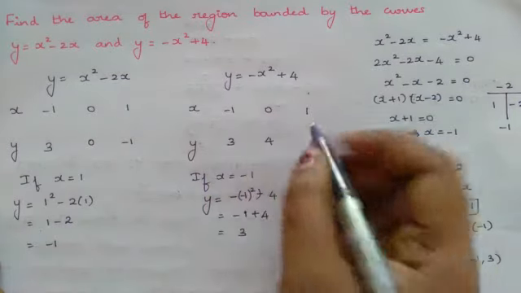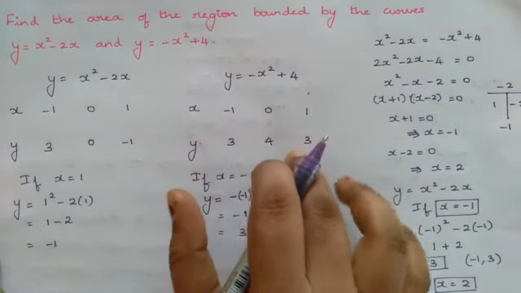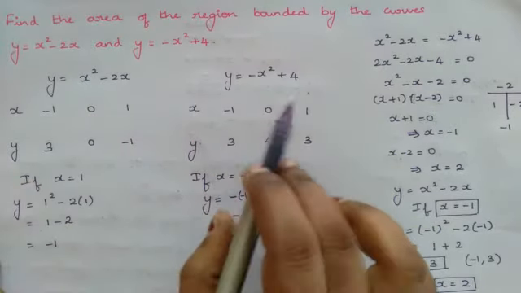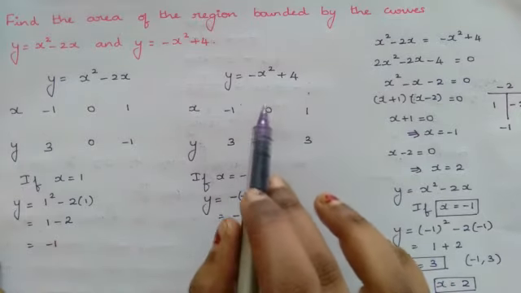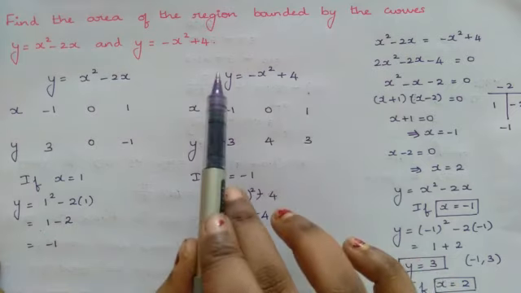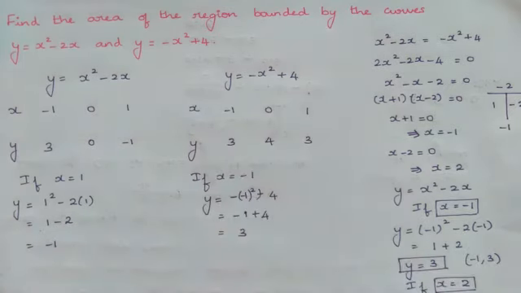Minus 1 plus 4, which is again 3. So the coordinates for this graph will be minus 1 comma 3, 0 comma 4, 1 comma 3. If we plot it, we will be getting a rough graph for the parabola y is equal to minus x square plus 4. Let's just plot it and come back to the solution.